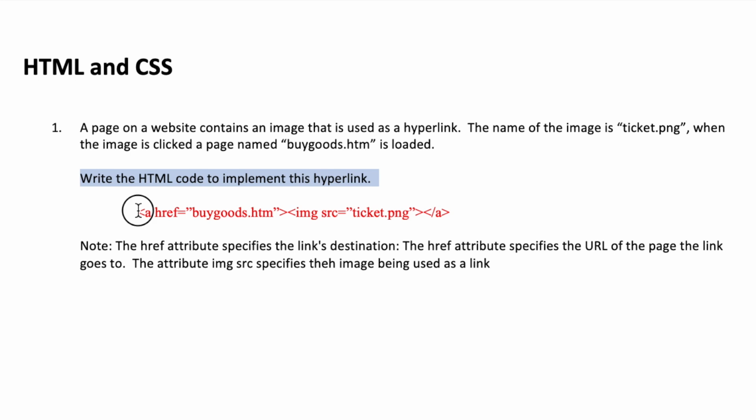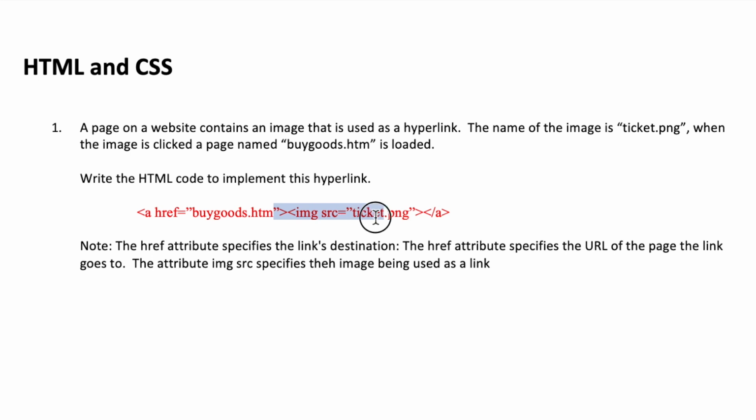So let's now take some time to break this line of code down. Firstly, we have our A tag with an href in it. Now, the href attribute is specifying the link to, in this case, the HTML file. So this is an internal link loading another page within the same website. So when we click on this particular link, the buygoods.html file will be rendered by the browser.